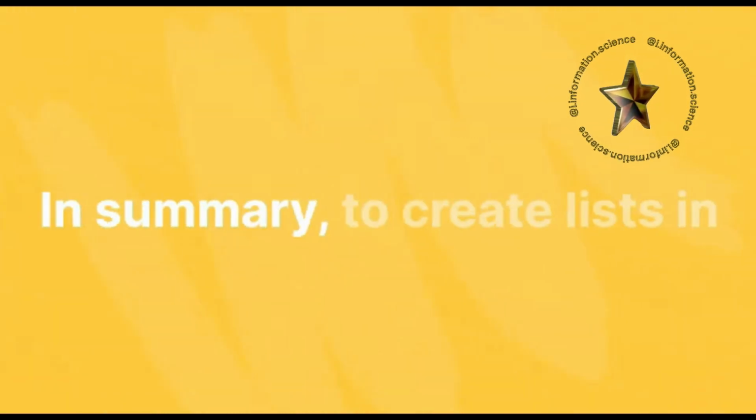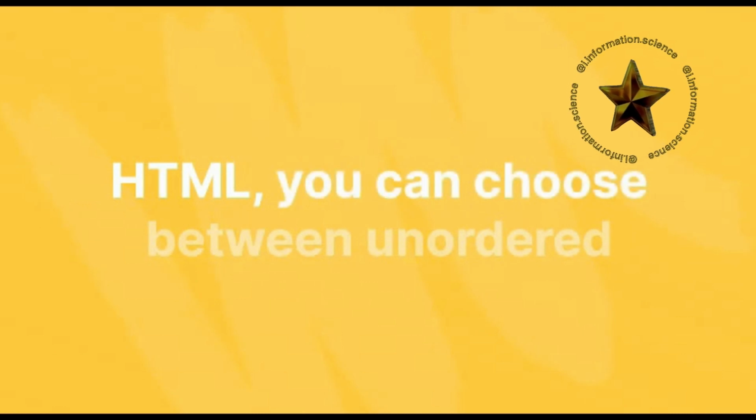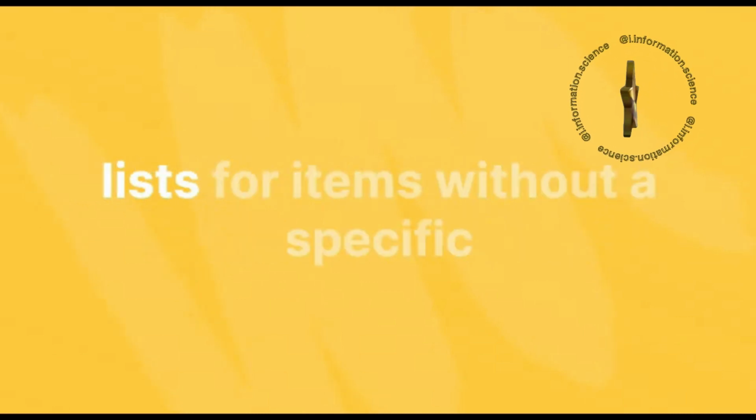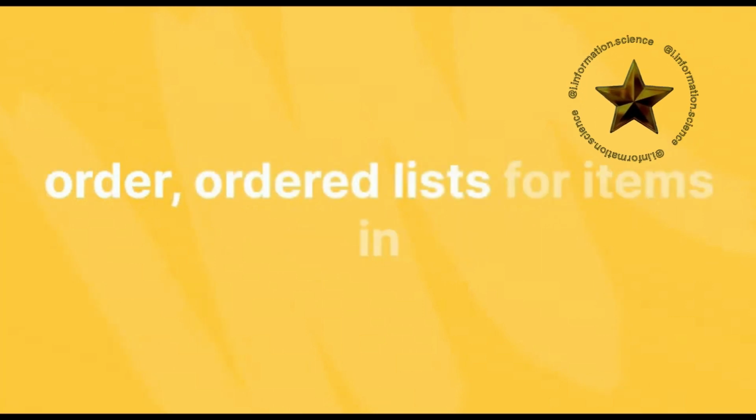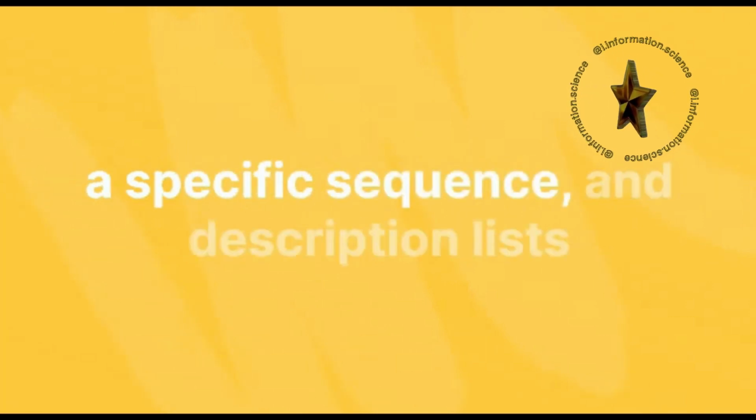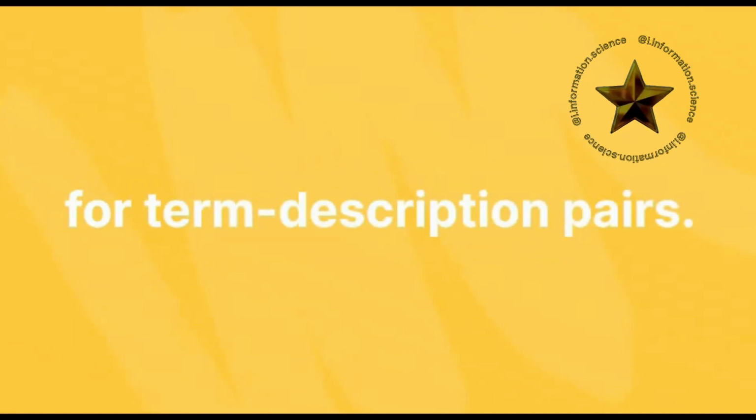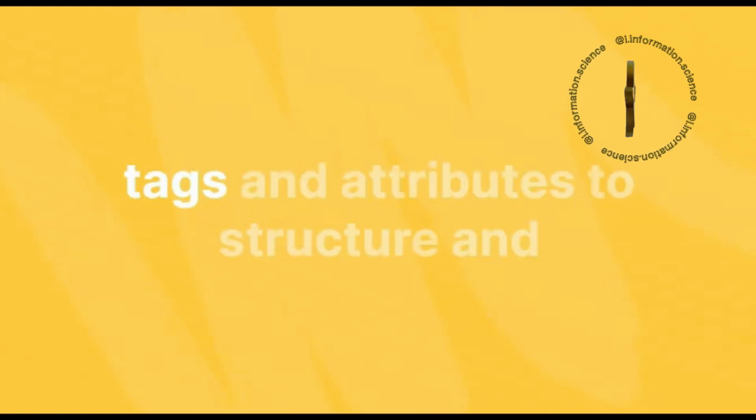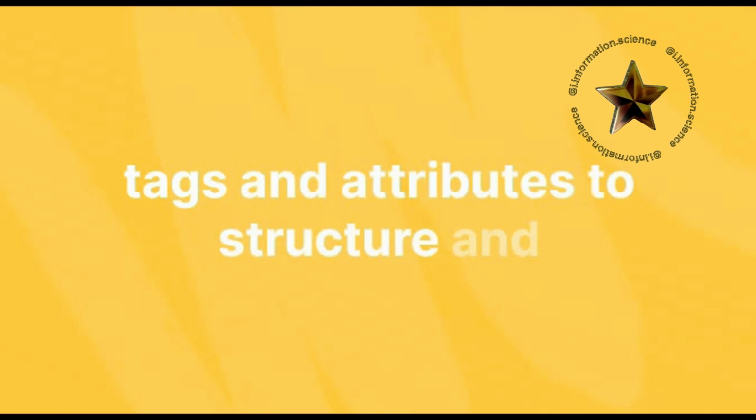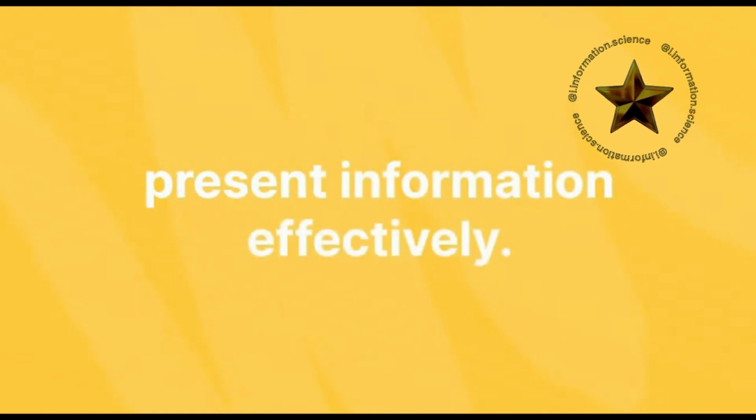In summary, to create lists in HTML, you can choose between unordered lists for items without a specific order, ordered lists for items in a specific sequence, and description lists for term description pairs. Each type of list has specific tags and attributes to structure and present information effectively.